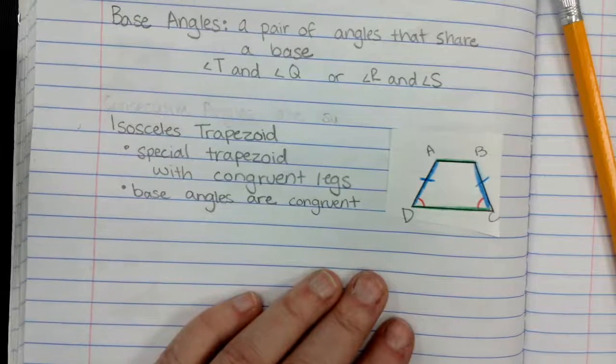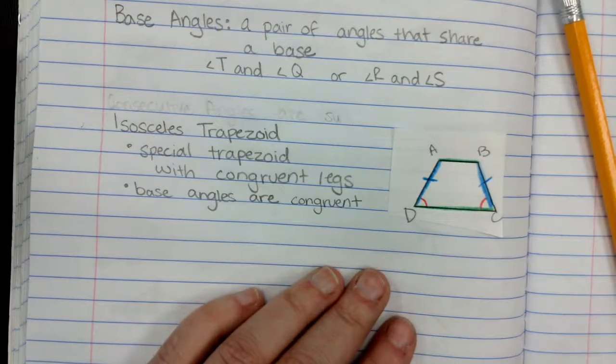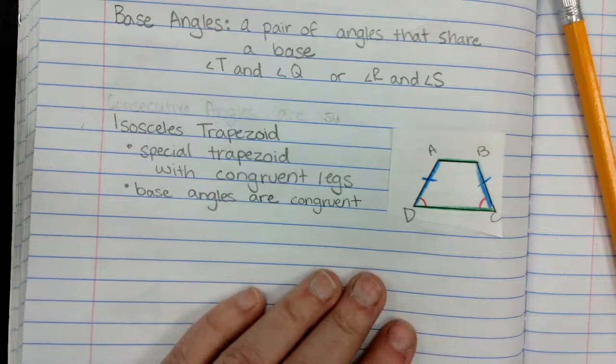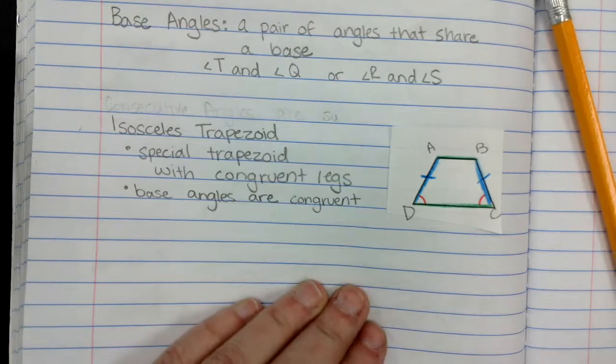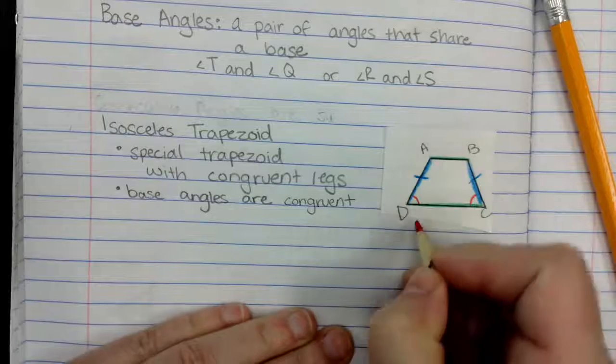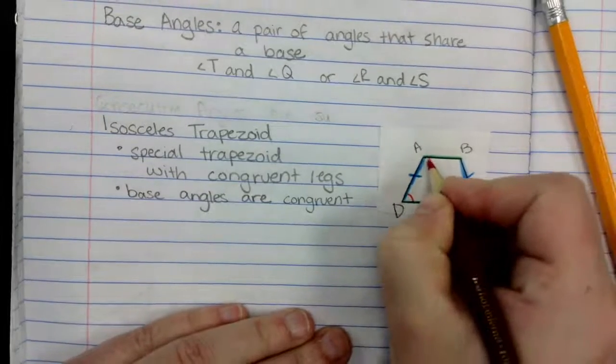What other base angles do we have? A and B. Those aren't congruent to C and D, but they're congruent to each other. So we're going to use those 2 arcs to say that they're congruent to each other, but not to the bottom ones.